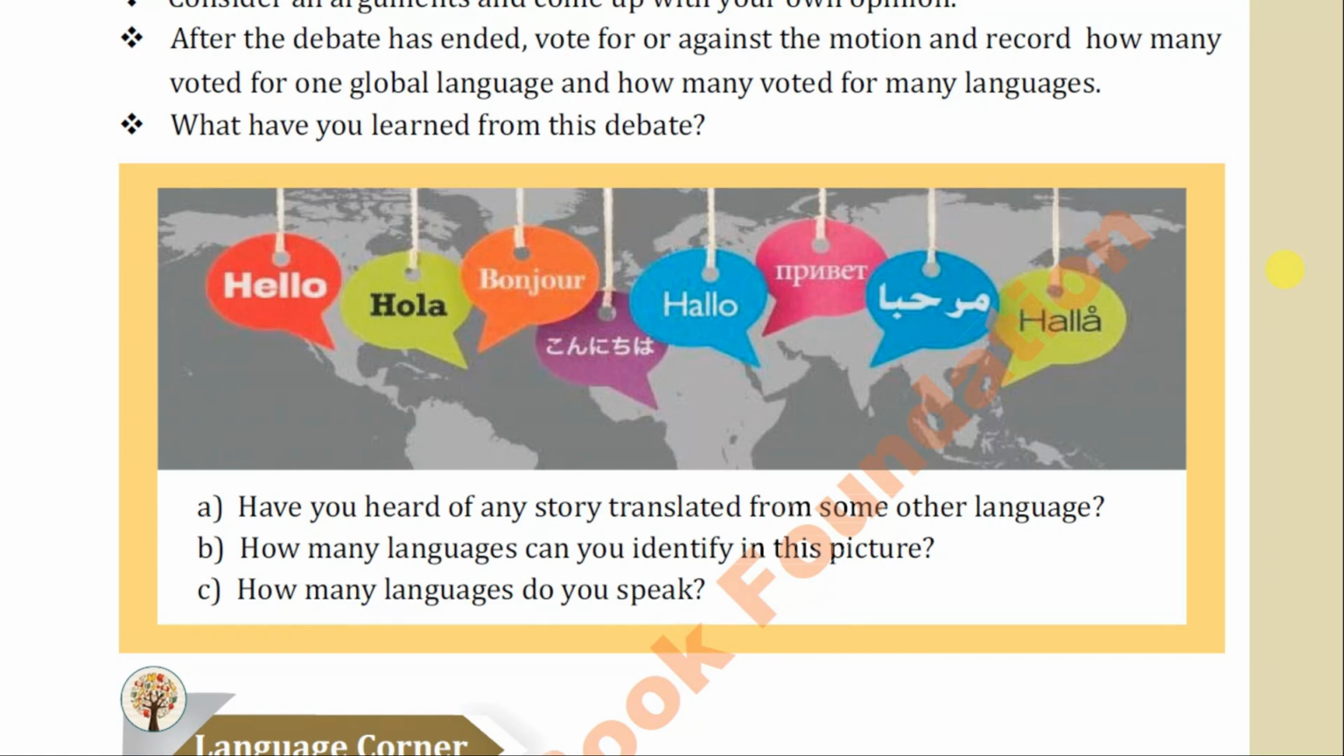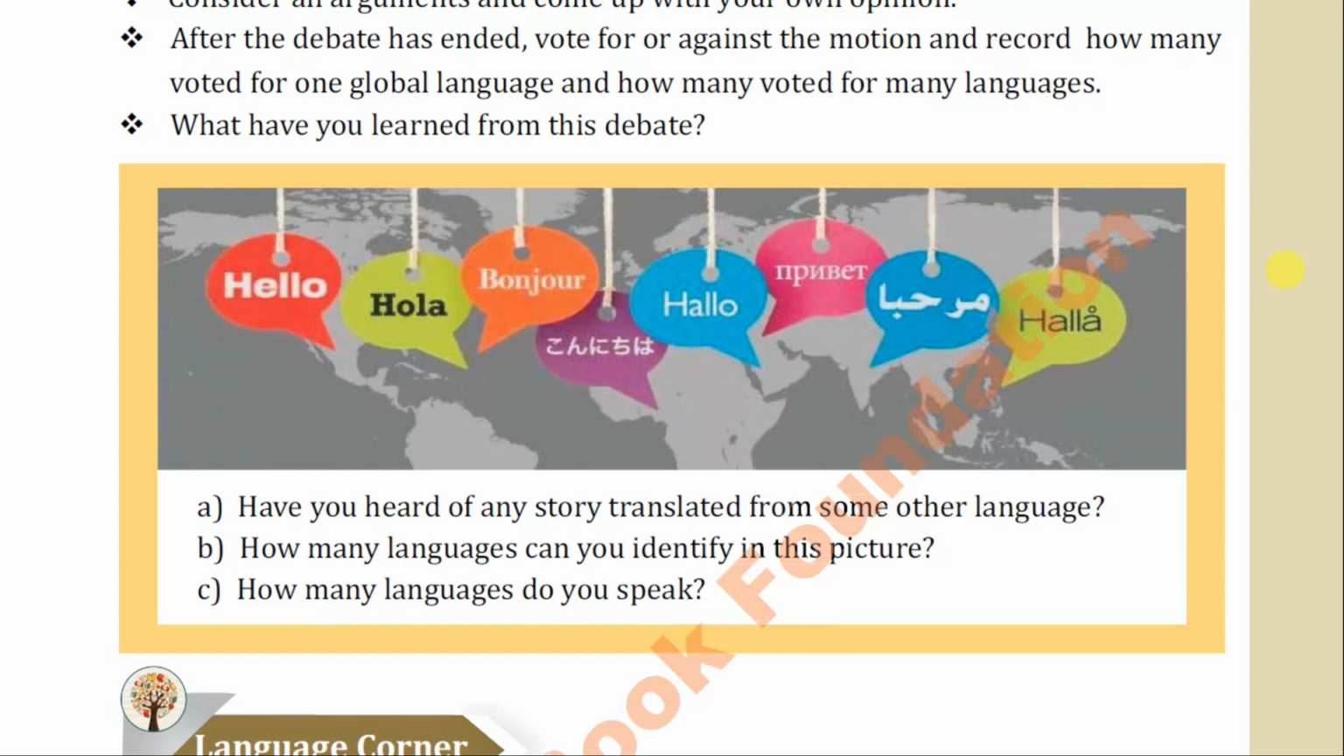Now there are different words that are given over there in the picture. Look at the picture. Hello, hola, bonjour. There are different words given, having this marhaba, yes, obviously in Arabic. The same word that is written in different languages.